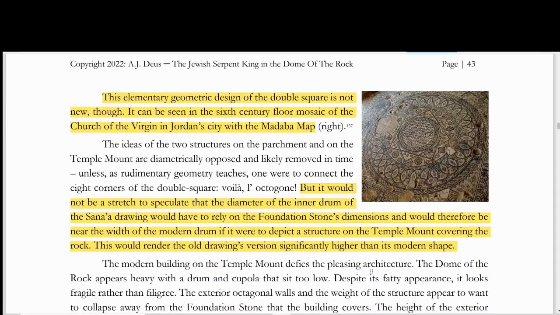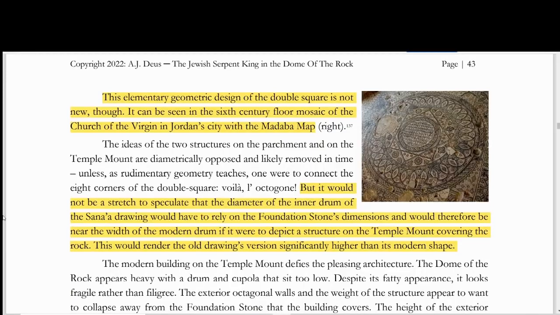This elementary geometric design of the double square is not new though. Surprise, surprise. It can be seen in the 6th century floor mosaic of the Church of the Virgin in Jordan City, with the Madaba map. Can you see the two squares? So that's basically the design as found in the Sana. Okay, it has huge messianic significance.